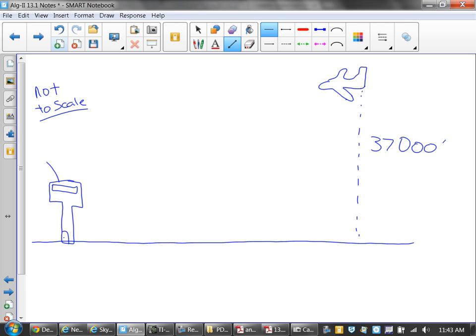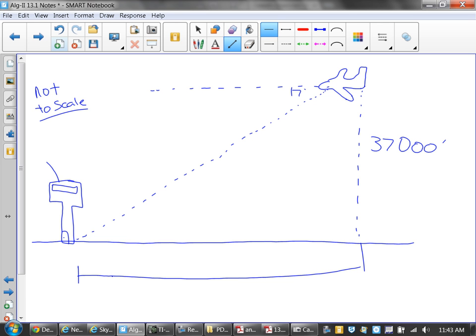Let's say the angle of depression from the airplane to the base of the tower is, I don't know, 17 degrees. How far away is the base of the tower to the ground, to the vertical height of the airplane?